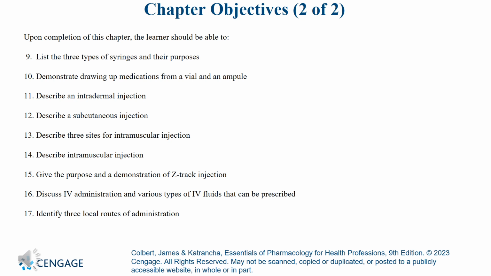Describe an intradermal injection, subcutaneous injection. Also, we want you to be able to describe the 3 sites for intramuscular injection. Describe the intramuscular injection. Give the purpose and the demonstration of the Z-track injection. Discuss IV administration and various types of IV fluids that can be prescribed, and identify the 3 local routes of administration.